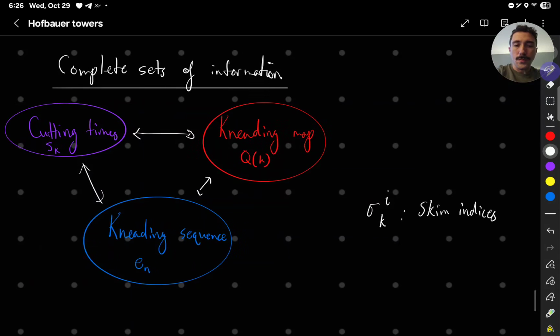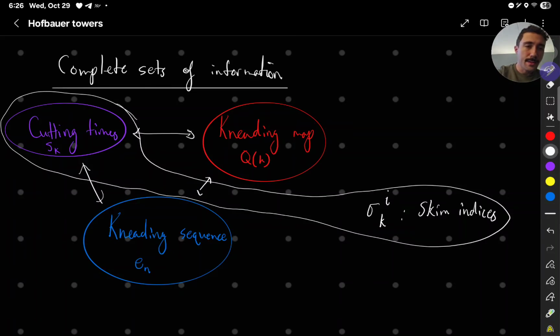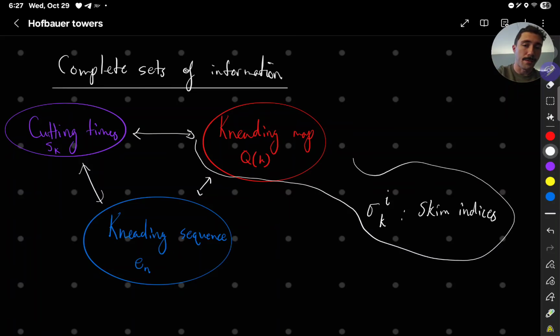And if you have those, and you also have the cutting times, then this becomes a complete set of information. The kneading sequences themselves are still a complete set of information. But cutting times need skim indices to become complete. And on the other hand, the kneading map is also not enough to do anything in terms of calculating topological entropy or translating to other complete sets. You can't extract cutting times from the kneading map by itself. You can't extract the kneading sequence from the kneading map by itself. So if you have the skim indices, you can pair that with the kneading map as well, and that makes a complete set of information.